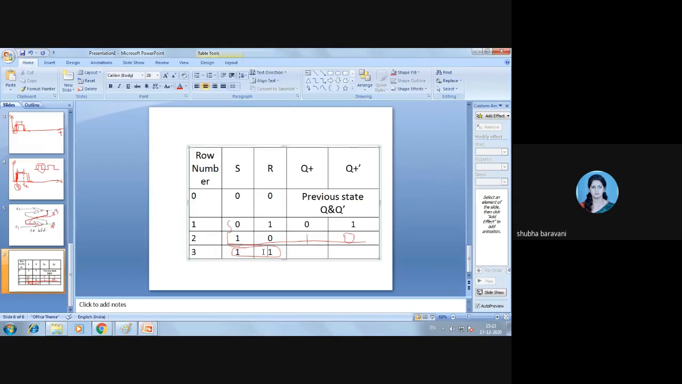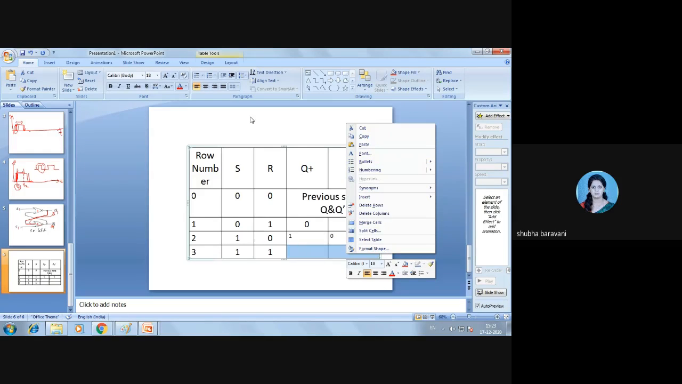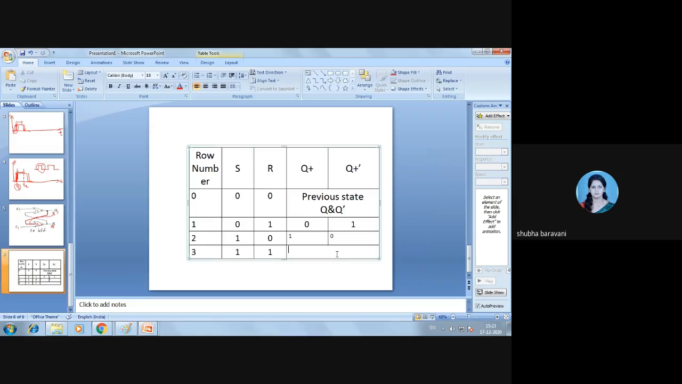So when the flip-flop encounters S and R both high, this state is called the forbidden state. So this is the forbidden state or that metastable state. So there are three different states of an SR latch.